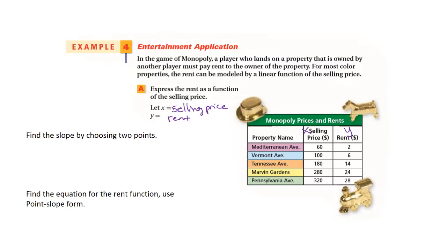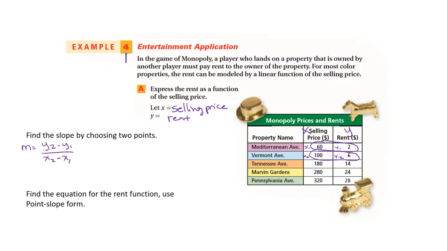Let's say 60 and 2. And let's pick another one. Let's just do the next one down, 106. So this is going to be our x1, y1, and this is going to be our x2, y2. The first thing we have to do is write our slope. So m for slope equals y2 minus y1 over x2 minus x1.